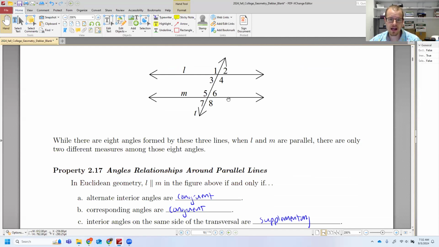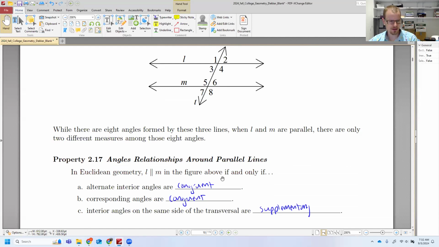L and M are parallel if and only if, and here's the thing, you only need one of these three conditions to be satisfied. So really you could put "or" after these. L is parallel to M in this figure if and only if alternate interior angles are congruent. So 4 and 5 are congruent, and that's all you would need. Or 3 and 6 are congruent. That could also be all you need.